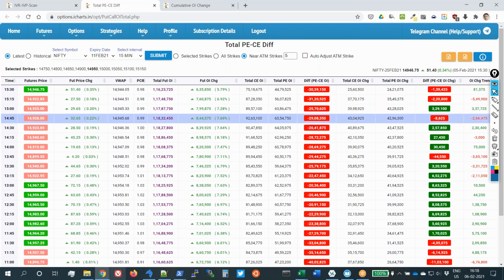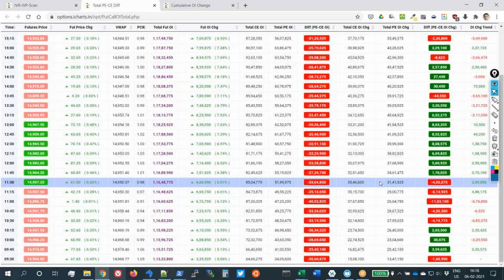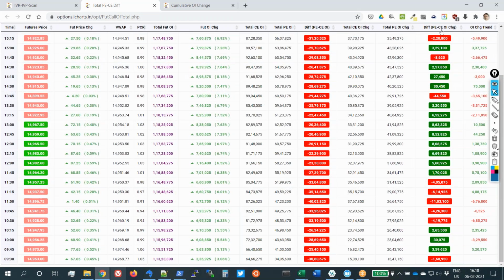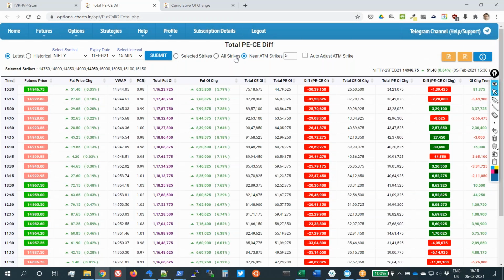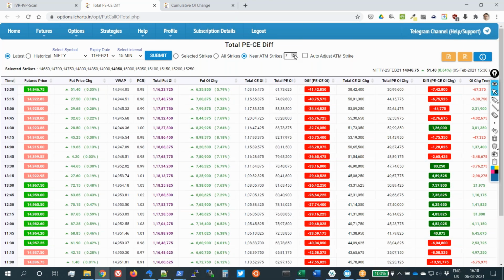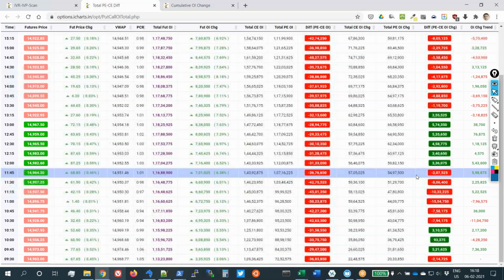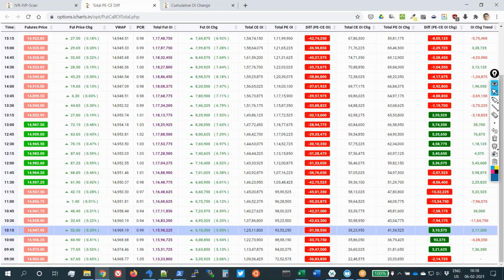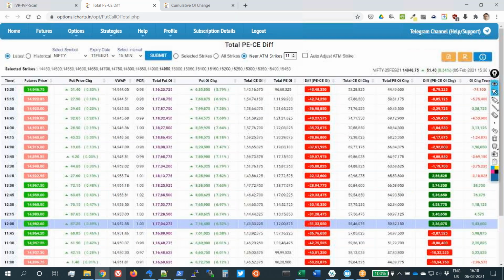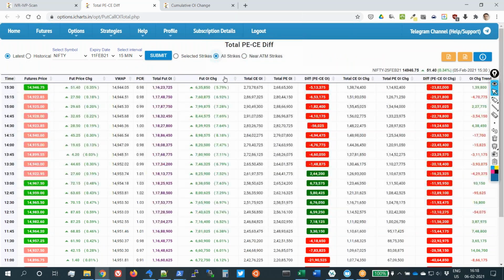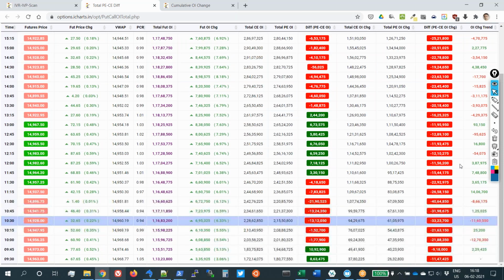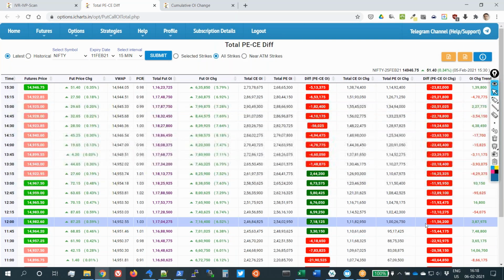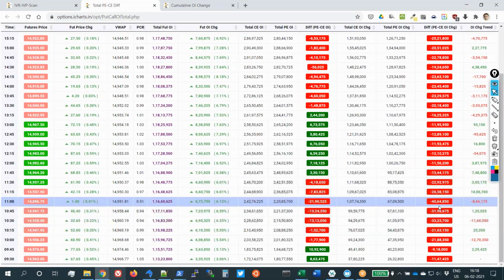Again, near ATM strikes, if there is a large move, then the diff for OI change would jump all over the place. So ideally, to begin with, just stick to all strikes unless you know what you're doing. You can increase this a little bit and maybe get some reliable analysis, but still it would jump all over the place and confuse you. Just stick to all strikes. This I would strongly suggest.